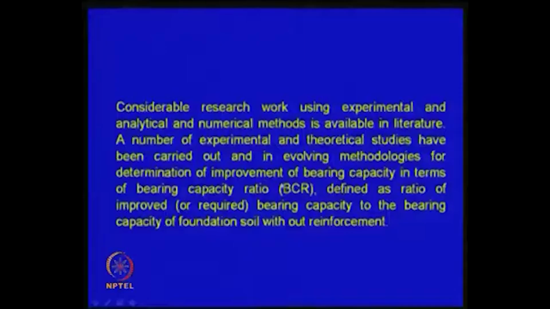As I just mentioned, a lot of work has been done in this area, both experimental work and analytical work, and you can even think of numerical work and also field studies. And what people try to say is, how do you say that there is an improvement? We try to have a factor called the bearing capacity ratio, which is called BCR, which is nothing but the improved bearing capacity compared to what was existing earlier. Say for example, if there is only 5 ton per meter square earlier, and you would like to make it 20, then 20 by 5, that is 4, would be the bearing capacity ratio. This is what we look for.